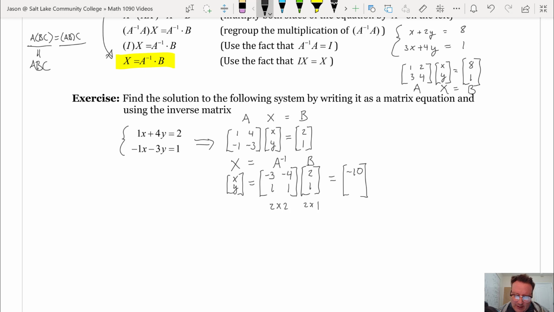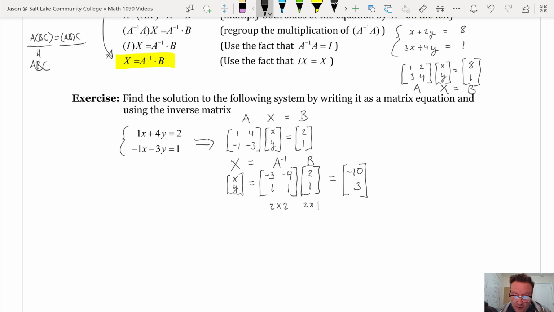Okay, we get the second entry in our product by taking the second row of A inverse and multiplying it by the column in B. So we get 1 times 2 plus 1 times 1, which is 3. All right, and supposedly that's the solution. Let's check.